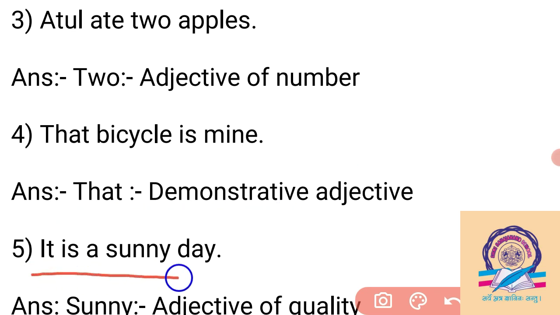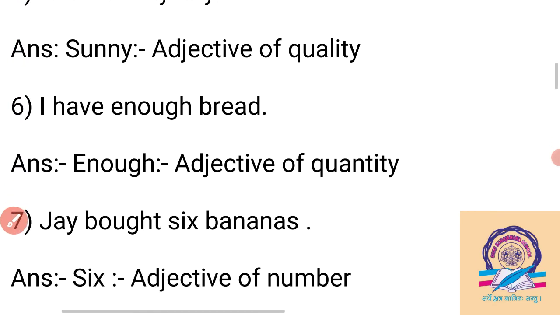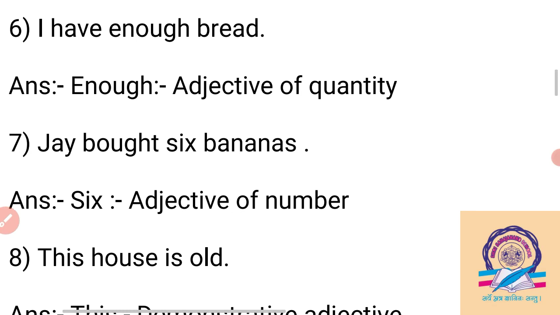Then, it is a sunny day. Day is a noun and sunny is the adjective. Sunny is an adjective of quality, because that particular quality of the particular day is given. So we can say that sunny day becomes an adjective of quality.